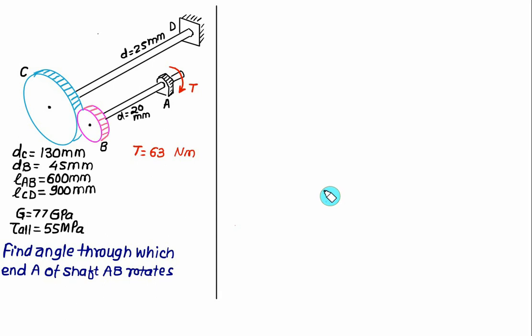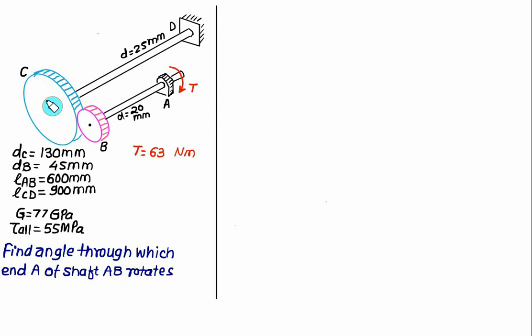Finally, we'll take here a torsion member subjected to a certain torque and is meshed with a gear. We can visualize here two gears, gear B and C, are meshed. So we have given here one shaft AB and a gear is mounted at B. Then this gear is meshed with the gear C, and the diameters of gear B and gear C are given, that is, the pitch circle diameters are given.